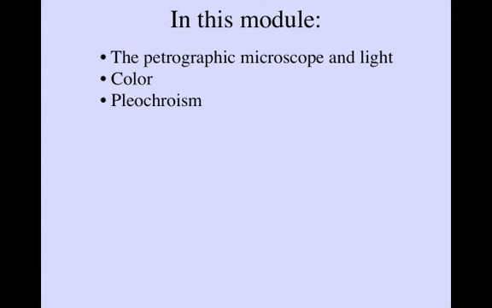Okay, so this module is about the petrographic microscope. You might also hear it called a transmitted light microscope, and how light passes through it, how we identify color in thin sections, and pleochroism.